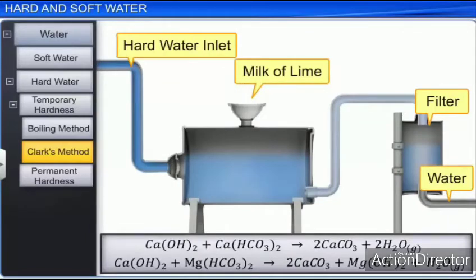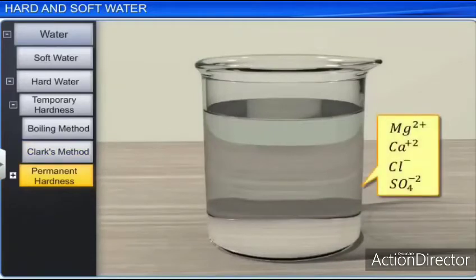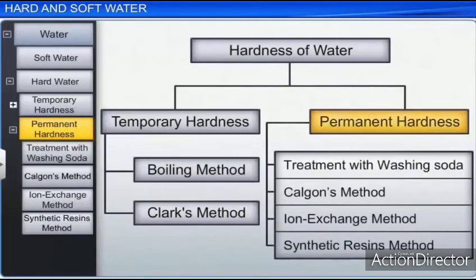Permanent hardness is due to the presence of salts of magnesium and calcium in the form of chlorides and sulfates. Permanent hardness cannot be removed by boiling. It is removed by other methods, which include treatment with washing soda, Calgon's method, ion exchange method, synthetic resins method. Let us look at each of these methods in detail.